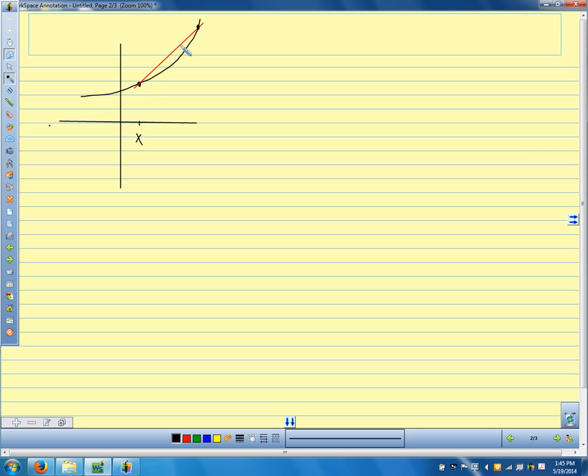A secant line is a line that cuts through in 2 places. Secant means to cut. And I'm going to bring this down here like so. And let's say we move a distance h. So this point is going to be x plus h. And my function value here is just going to be f of x, whatever the function is. And the function value here is f of x plus h.